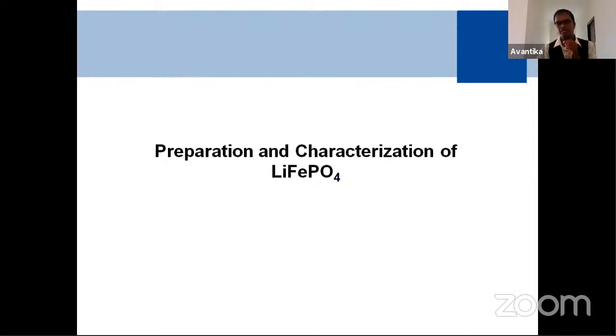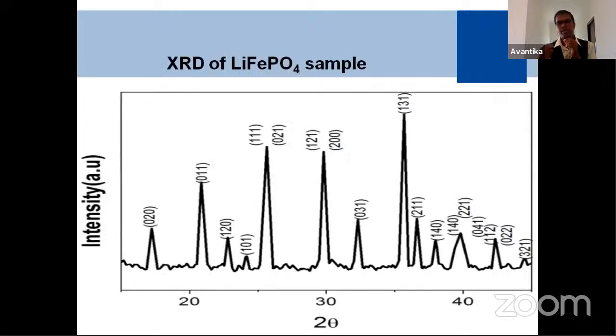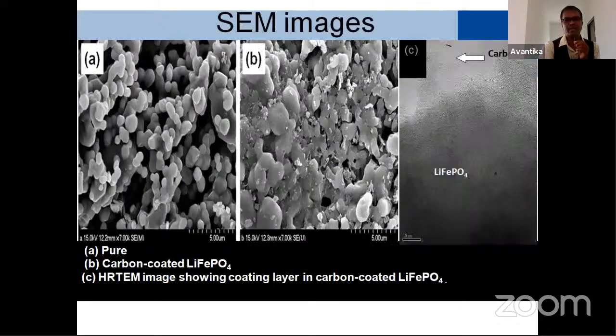This is lithium iron phosphate. One of my scholars already prepared this material. Here he prepared this material by the solid state method, and this is the XRD. From the XRD, the crystallinity has been confirmed, and there is no impurity. And this is the picture of pure lithium iron phosphate. A1 shows the pure lithium iron phosphate.